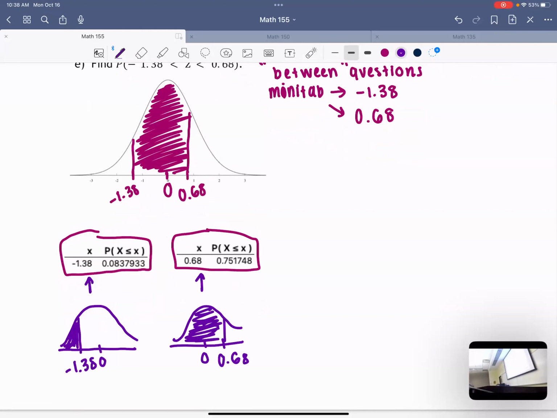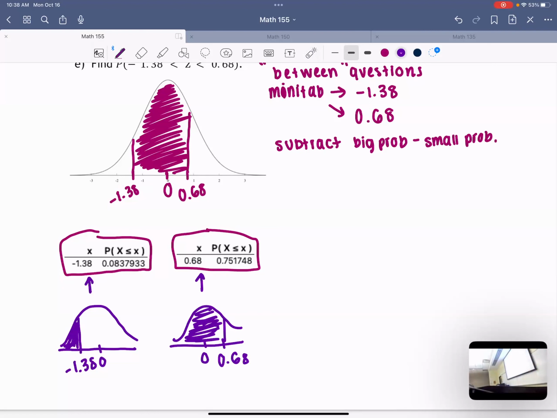Does anyone remember what to do when we have two left side probabilities and we want to find a between? Yeah. Subtract the bigger minus the small. Yep, that's literally all you have to do, right? So all you have to do after you do Minitab is you subtract, okay, big probability minus the small probability. Okay, and that's all you have to do, okay?